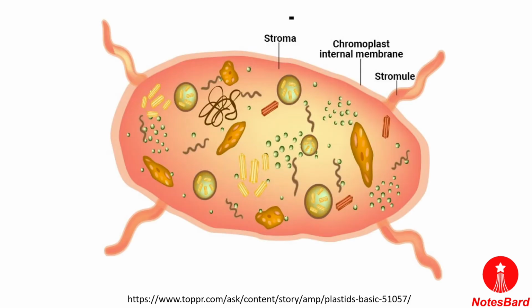In the next slide, we have the diagram of the chromoplast as well. The chromoplast also has a stroma, which is present here. It has stromules that are like extensions. Then they have a chromoplast outer membrane and a chromoplast inner membrane. So this is the basic structure of the chromoplast, and it basically appears in different colors in the case of leaves and in the case of fruits.